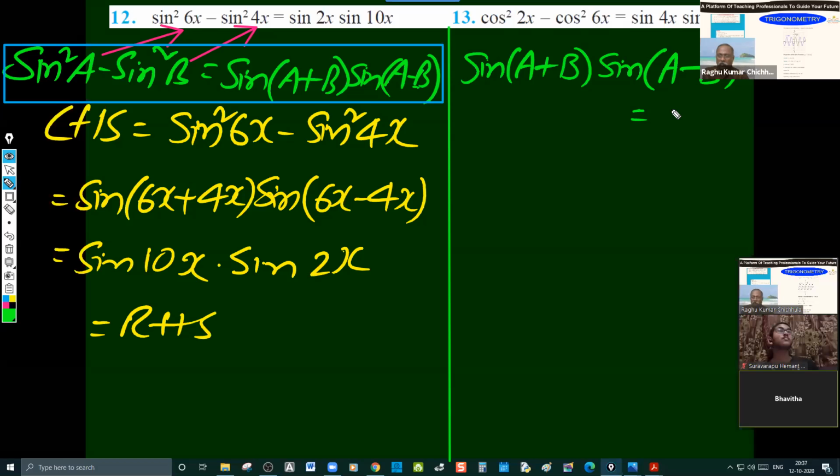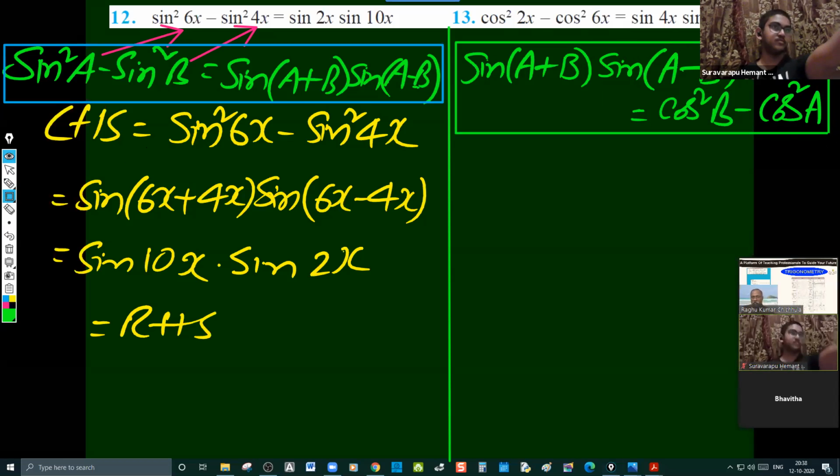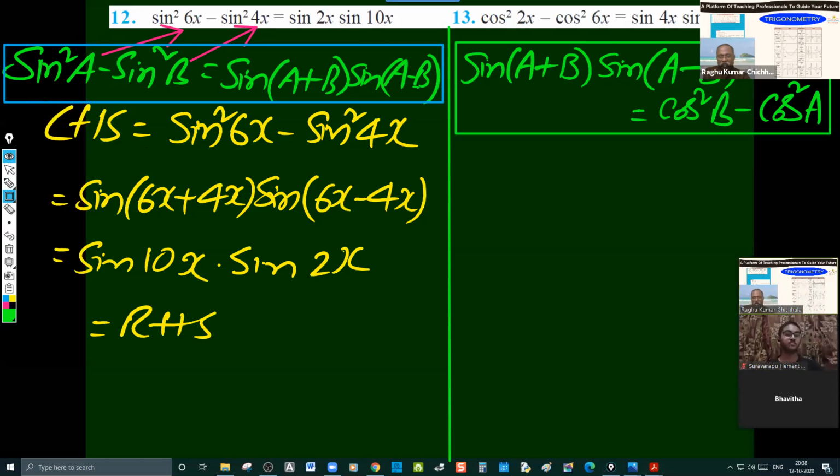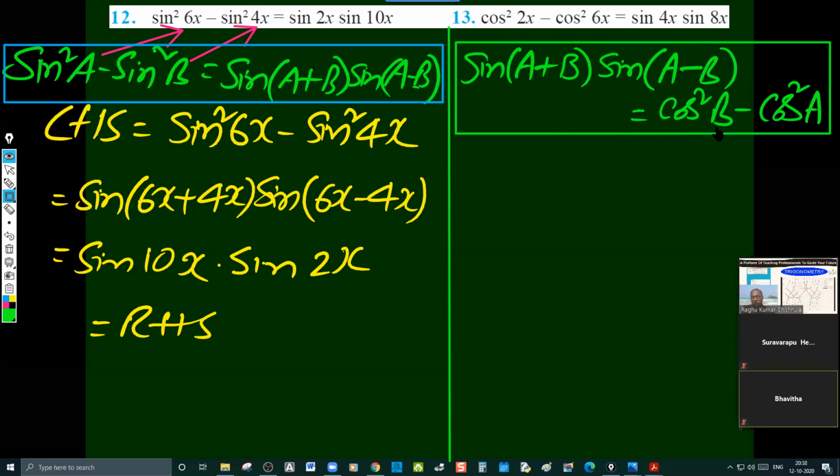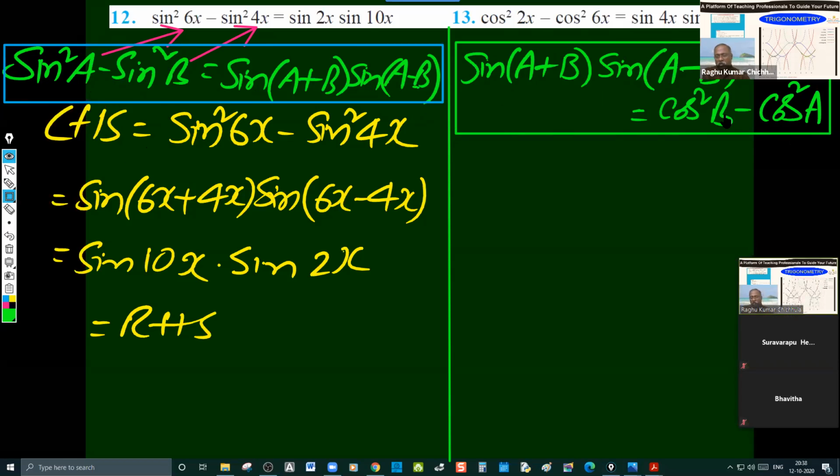No. Maurya, just see the list of the formulae. Even you also, Bhavita. Sure, sir. Cos square b comes first. You can write sine square as 1 minus cos square a, and this is 1 minus cos square b. 1 gets cancelled, and you get cos square b minus cos square a. So no confusion. In case of cos, you will get cos square b minus cos square a. But the clarity you must have is what is in place of b and what is in place of a. In place of b, you have 2x. In place of a, you have 6x.